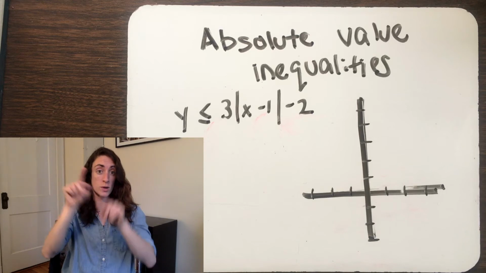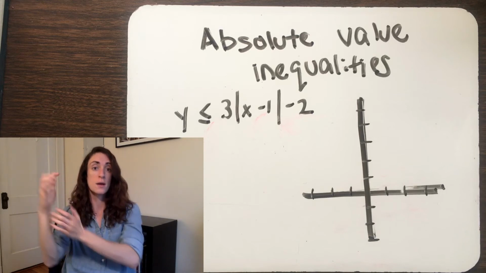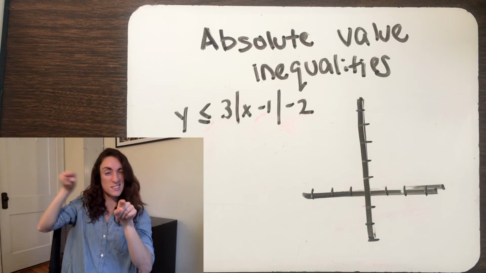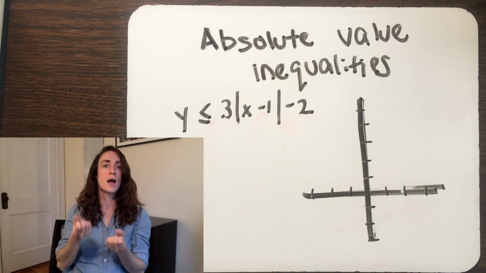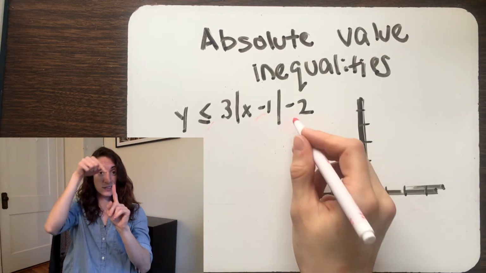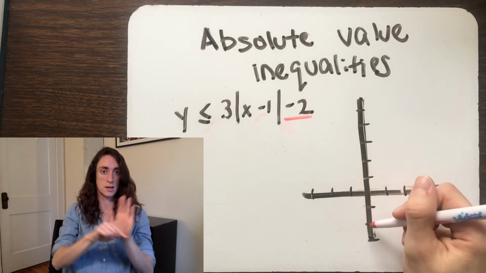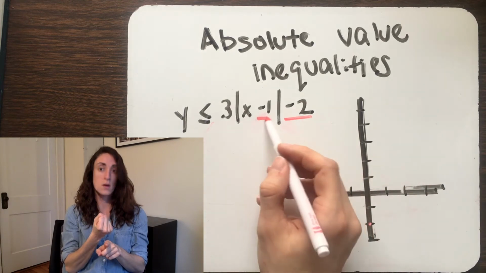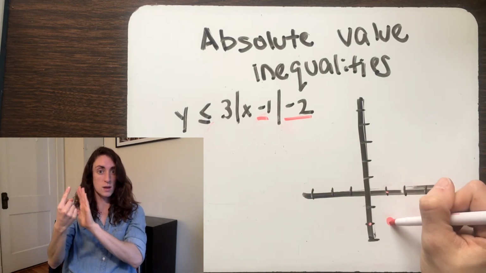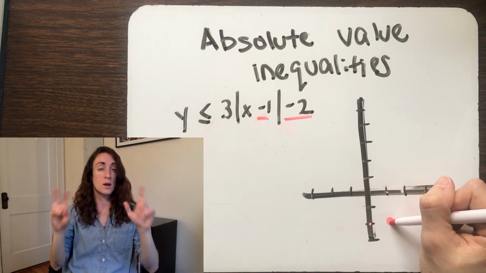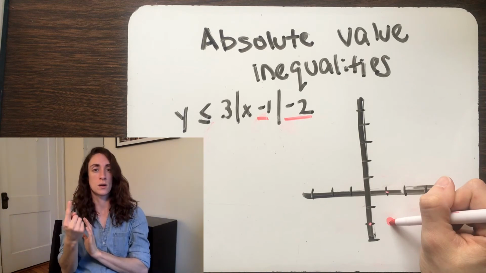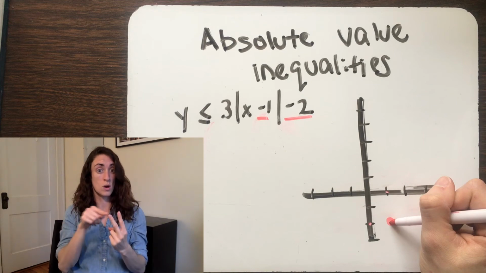So for now, we've got this inequality. y is less than or equal to 3 times the absolute value of x minus 1, minus 2. So that number at the end, outside of the absolute value, that negative 2, tells us where to move vertically for our vertex. So we'll go down 2. Then the number inside the absolute value, that negative 1, tells us how to move horizontally. And it's kind of the opposite of what you'd expect, so that negative 1 tells us to move our vertex 1 unit to the right.